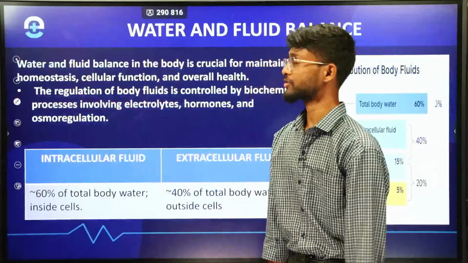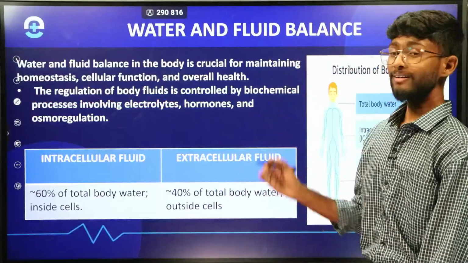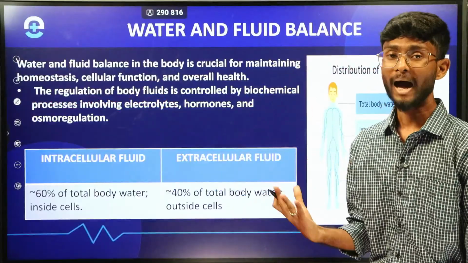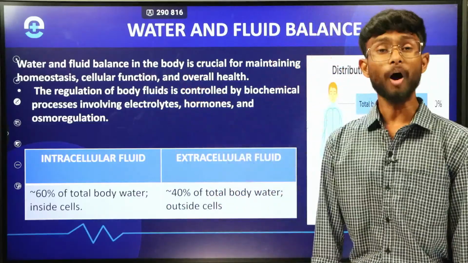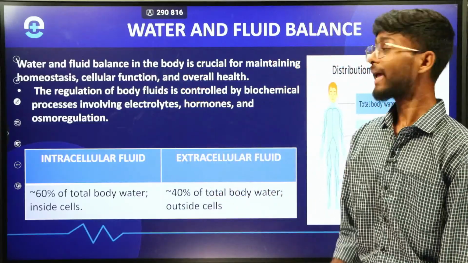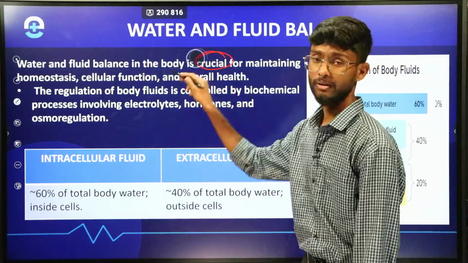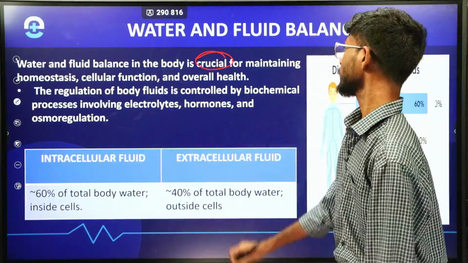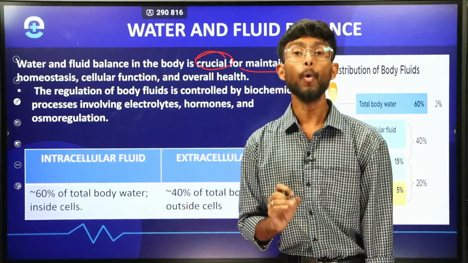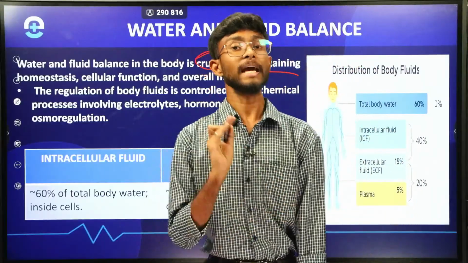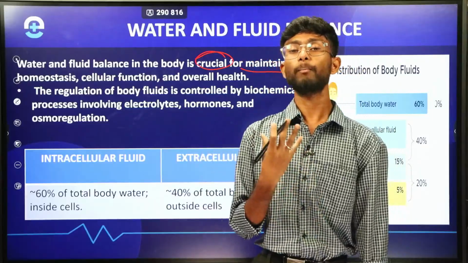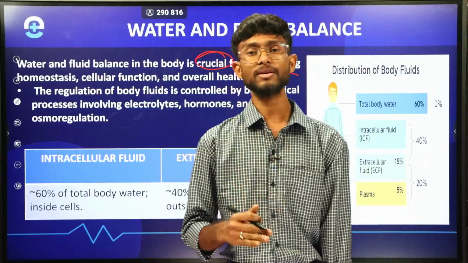Okay, next, water and fluid balance. How can you balance the fluid? Water and fluid balance in the body is crucial. It is very important for maintaining homeostasis. What do you mean by homeostasis? Homeostasis is nothing but where the body's internal temperature is maintained.